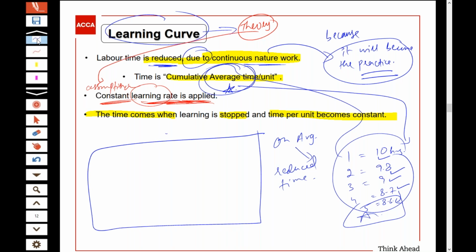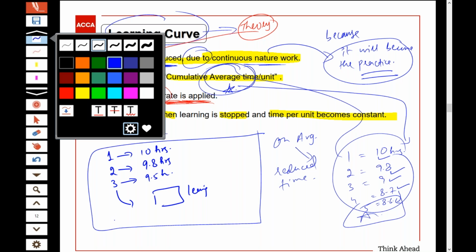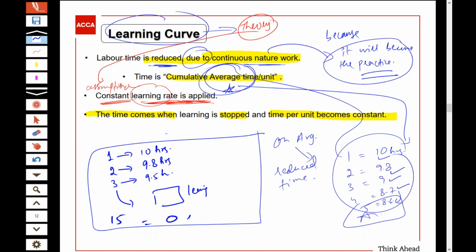Obviously you think that when you make, for example, the first unit you take 10 hours, when you make the second unit you take 9.8 hours, when you make the third unit you take 9.5 hours. Obviously the time comes when the learning stops. Can it be possible that at 15 units the time is zero? This is not magic. The time cannot be zero. You have to make some efforts.